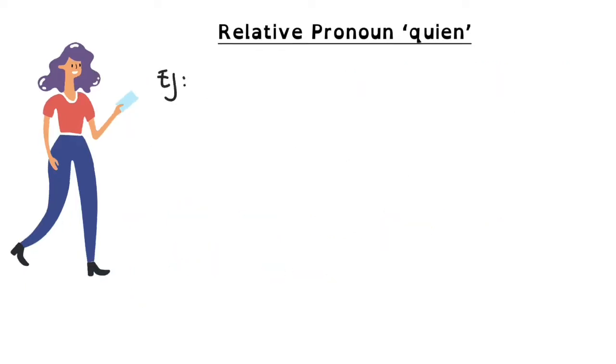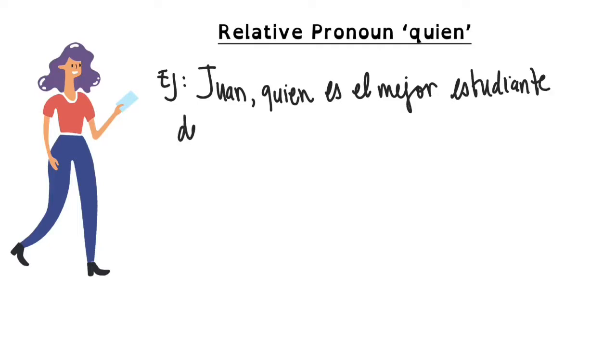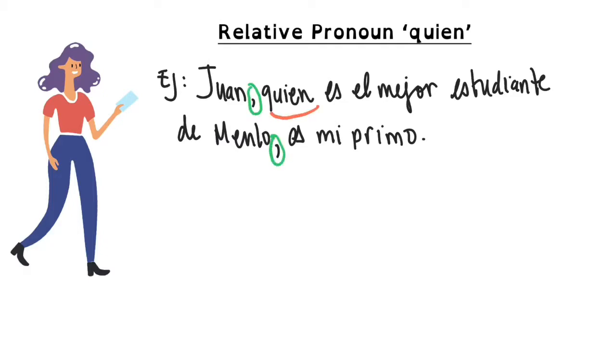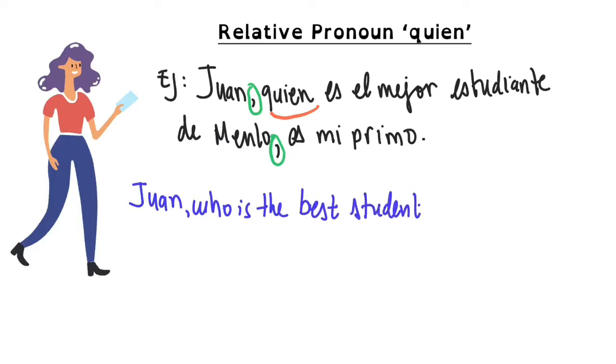So a second example, Juan, quien es el mejor estudiante de Menlo, es mi primo. So notice that I have set off the clause with the commas, so that's why I use quien. In English, Juan, who is the best student at Menlo, is my cousin.